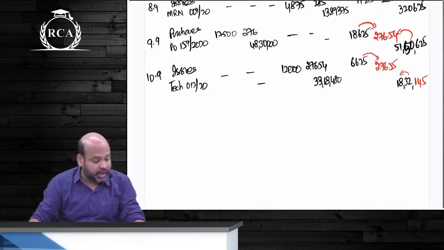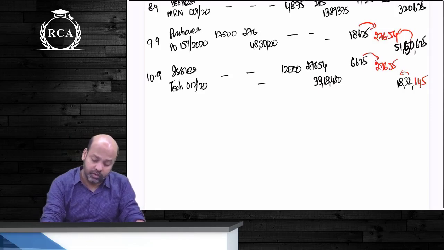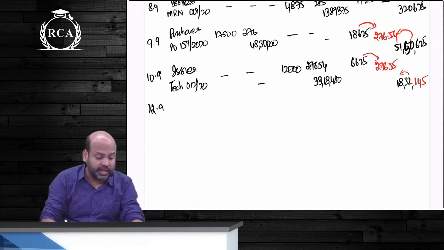Next, but after 10 September, return to stores, 12 September. These returns, guys, are from production department. So this will be recorded under receipts. They should be recorded at the same price at which they were originally issued.